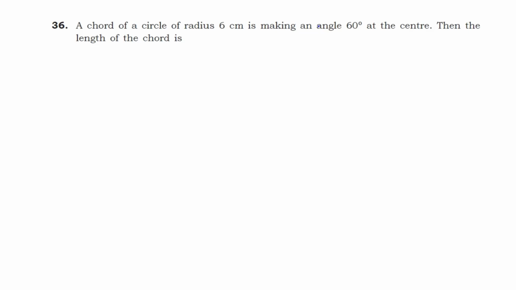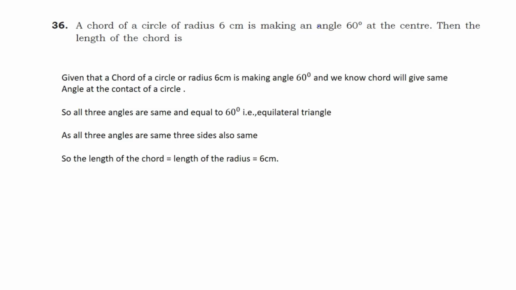Next one. A chord of a circle of radius 6 centimeters is making an angle of 60 degrees at the center. Then the length of the chord is. Given that the chord of a circle of radius 6 centimeters is making an angle of 60 degrees, and we know the chord will make some angle at the center of the circle. So all three angles are the same and equal to 60 degrees. So the triangle is an equilateral triangle. As all three angles are the same, all three sides are also the same. So the length of the chord equals the length of the radius, equals 6 centimeters, right?